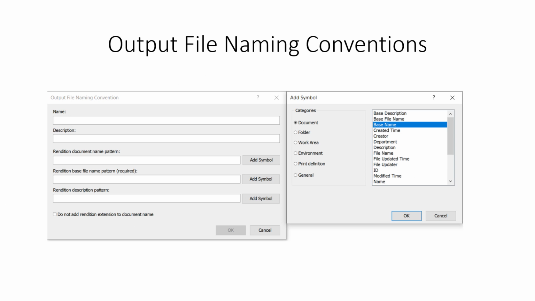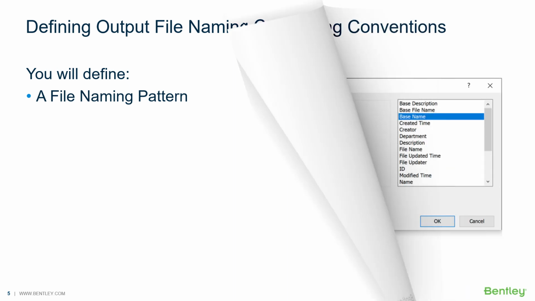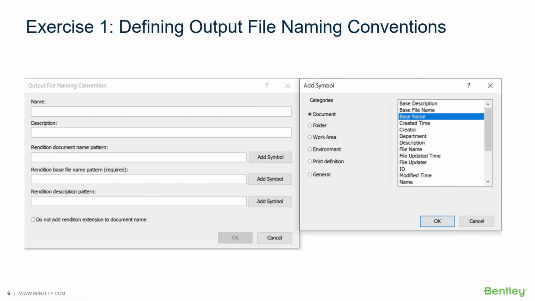Output file naming is quite flexible and can accommodate many common file naming requirements by using a variable-based naming pattern. For each output file naming convention component you create, you will define a file naming pattern for every PDF or raster output that you produce. In this exercise, you will define a file naming convention.